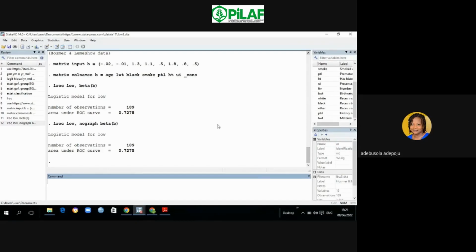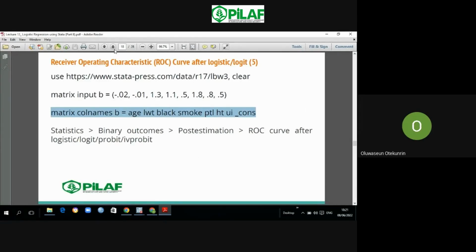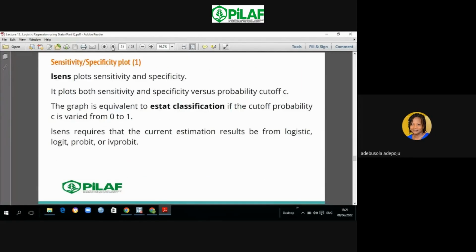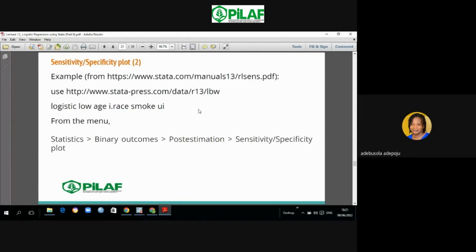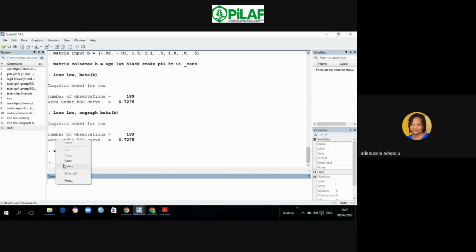So again, it's both estimation. We need to do estimation first before we get to that particular section. So let's go to slide 22. You see that second line there? Copy that second line and paste it into the command window.